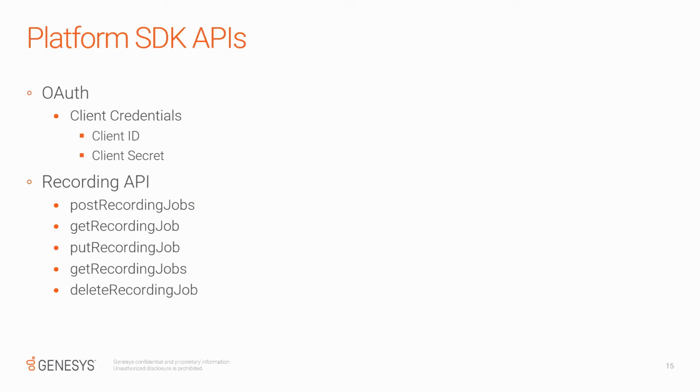So here are the requirements for doing this through the API. Again, on our sample, we're using client credentials with the ID and secret, and we're using the recording API. If you notice, we're no longer using the conversations API to get conversations. So we won't need to get the conversation IDs. We don't have to do that manually anymore. We're going to use just the recording API.